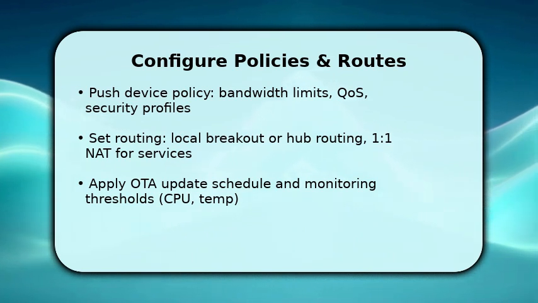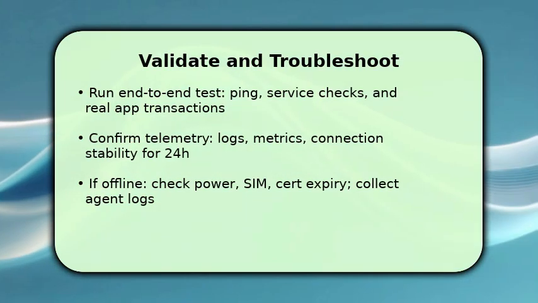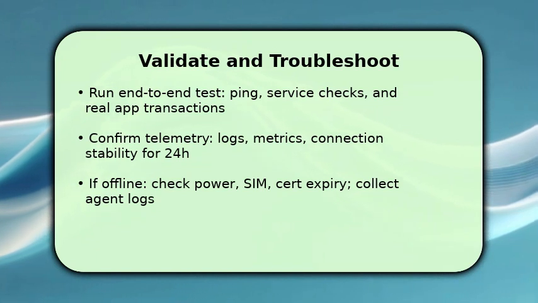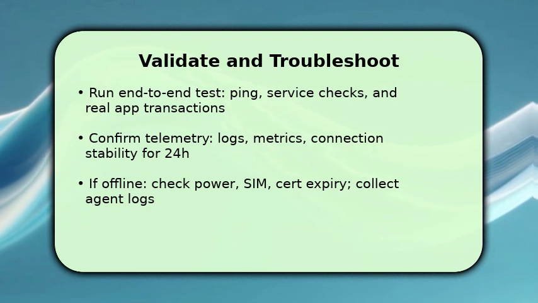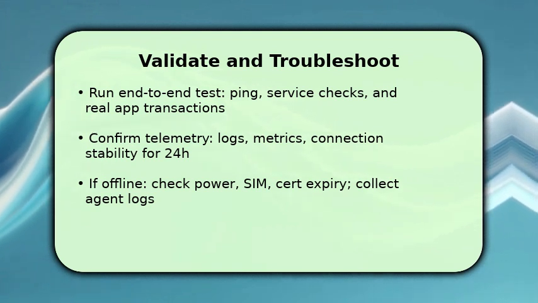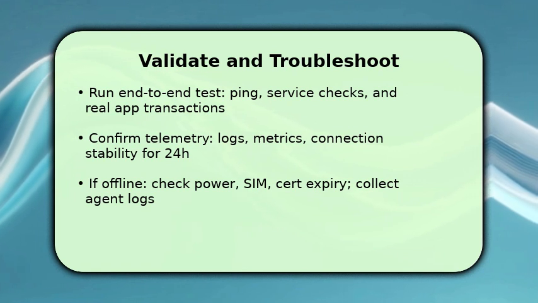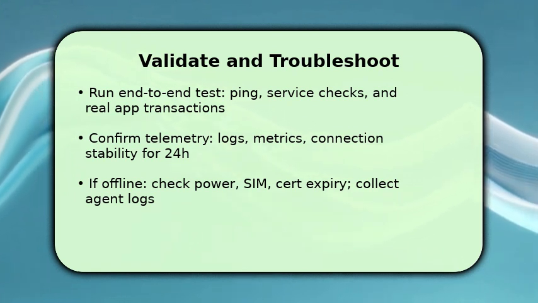You finish by validating operations and knowing what to do if something breaks. Run end-to-end tests, ping critical endpoints, exercise application transactions, and confirm telemetry flows into the console. Once done, monitor logs and metrics for 24 hours to catch intermittent issues.